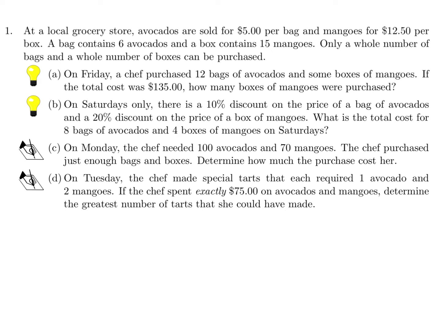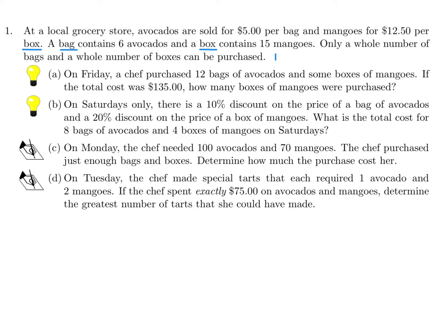At a local grocery store, avocados are sold for $5 per bag and mangoes $12.50 per box. A bag consists of 6 avocados and a box contains 15 mangoes. Only a whole number of bags and a whole number of boxes can be purchased. On Friday, a chef purchased 12 bags of avocados and some boxes of mangoes. If the total cost is $135, how many boxes of mangoes were purchased?